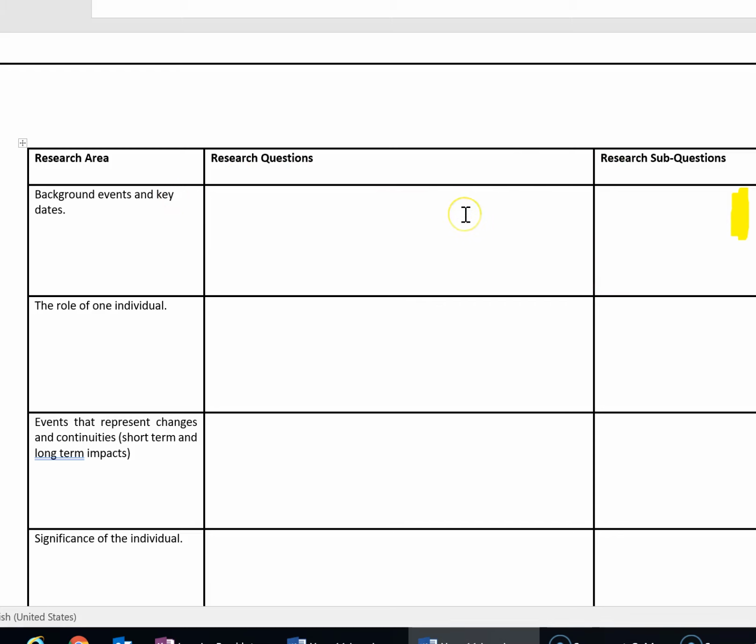The research ones are the ones that guide your essays and your research. So they're more general, and anything you can think of that works off that and is a bit more detailed is a sub-question. So the role of one individual, events that represent changes and continuities. Now, that just means the short-term impacts and long-term impacts.